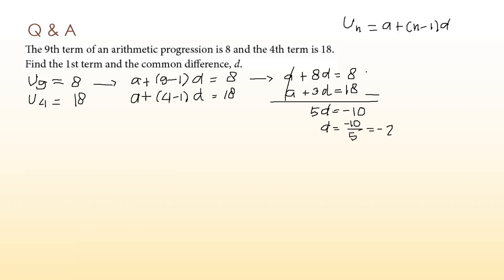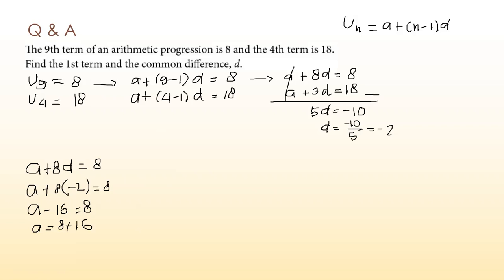We may use these equations, the first equations or the second equations. I'm going to use the first equations. A plus 8D equals 8, while D equals negative 2. Negative 2 here, so 8, A minus 16 equals 8. A equals 8 plus 16, because negative 16 moves to the right side. A equals 24. So A equals 24, while D equals negative 2. Very simple, isn't it? Next.